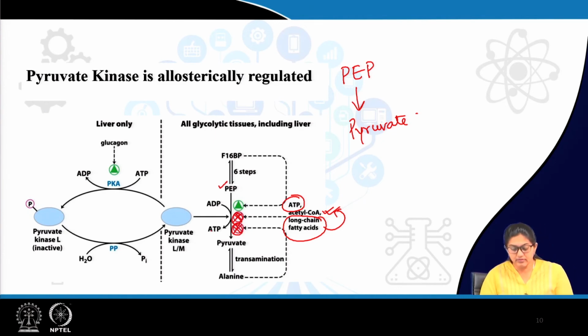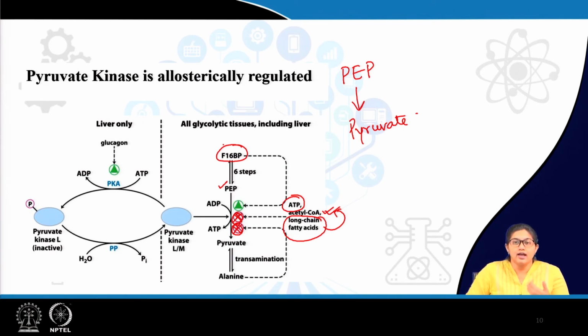Now, alanine, which is formed from pyruvate by transamination, also inhibits the enzyme pyruvate kinase. Similarly, fructose 1,6 bisphosphate, which is an intermediate of glycolysis, in excess indicates there is an adequate supply of glucose in the cell, which induces pyruvate kinase to form more pyruvate.